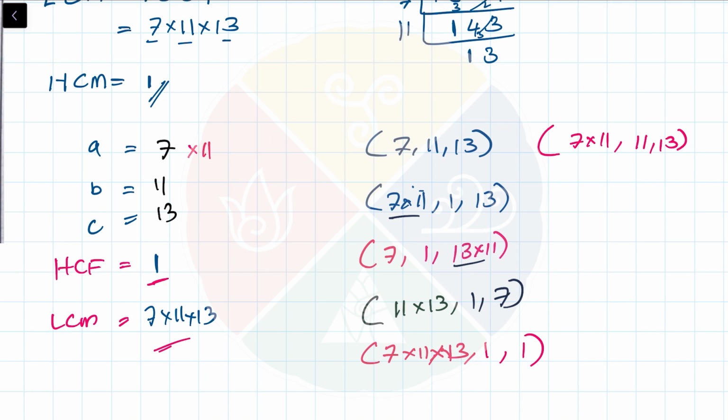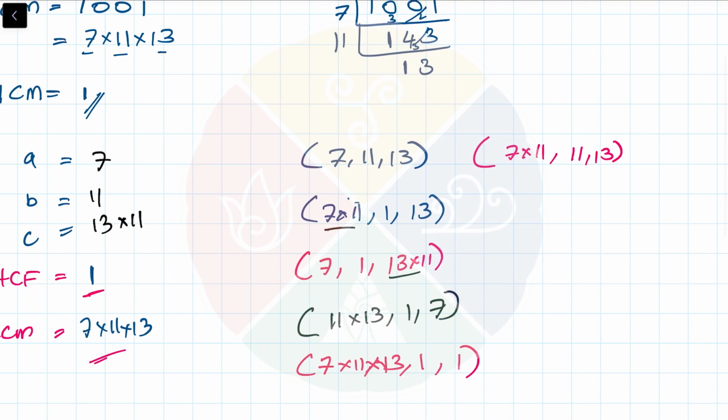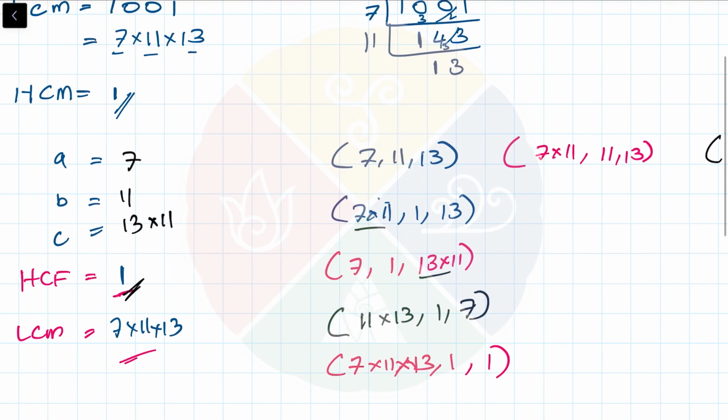Or even if I put one more 11 here, still, oh no, I can't put that, sorry, because HCF will change. Okay, that is there. Now if I remove this 11 from here and put it over here, that is still another combination where HCF is still 1, LCM is still the same. So 7 comma 11 comma 13 into 11, that's another combination.